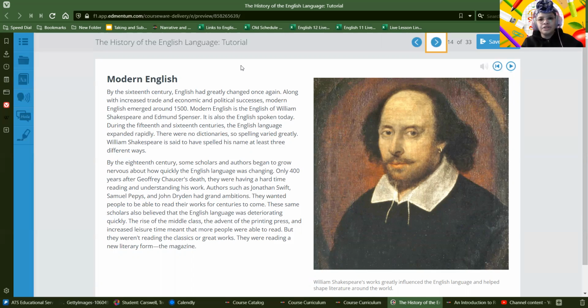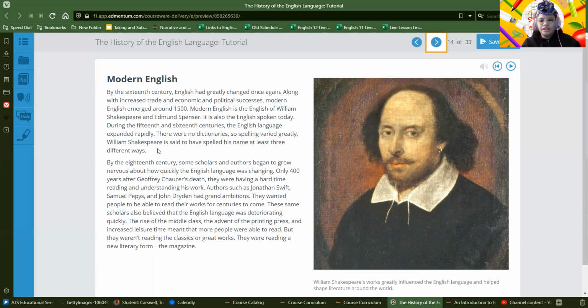By the 16th century, that's like 1500, that's the end of the Middle English era. We get Shakespeare. There were no dictionaries or anything like that, so spelling varied greatly. People spelled things the way that they sounded. So for some people, that would be different spelling. They tried to spell out words the way they wanted them to be said. Shakespeare made up a lot of different words that we consider staples in English today. And that's the most important part of that.